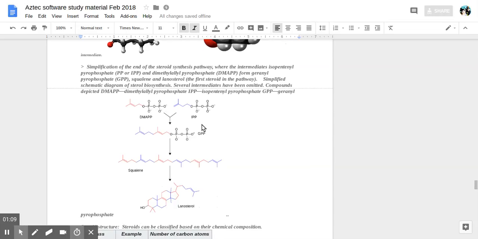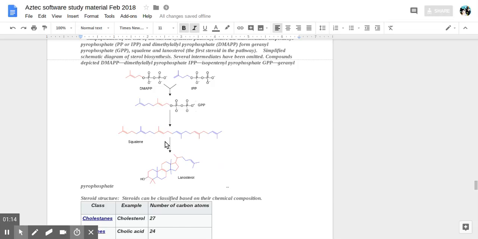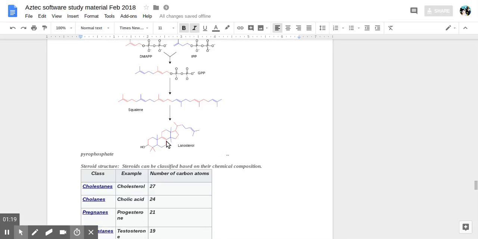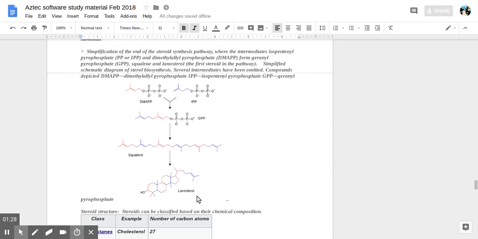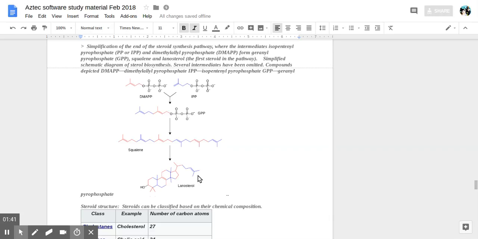And this is an example of the pathway of creating various kinds of steroid molecules, how you make the four ring structure. This one yields lanosterol, starting from dimethylallyl pyrophosphate. So an example of what the reaction looks like.